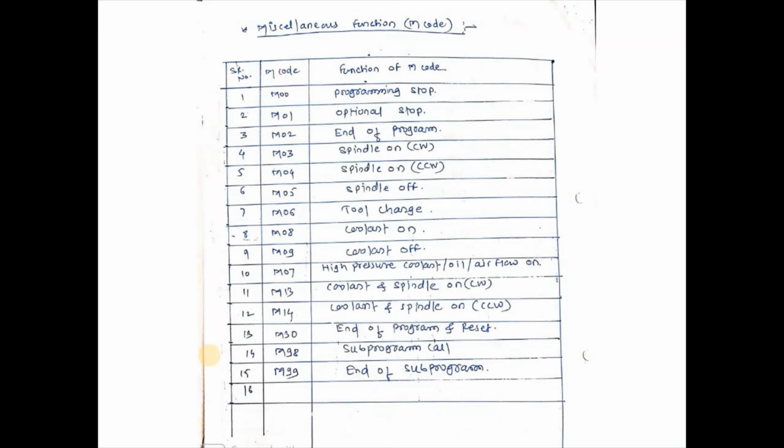So this is the first overview of manual part programming, some theory part, G codes and M codes. So in the next lecture we will see the problem.